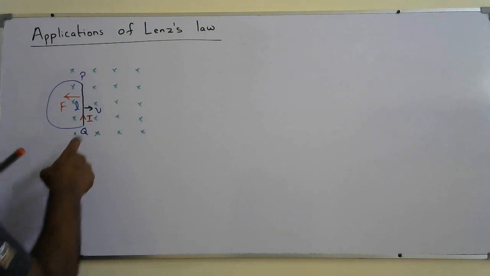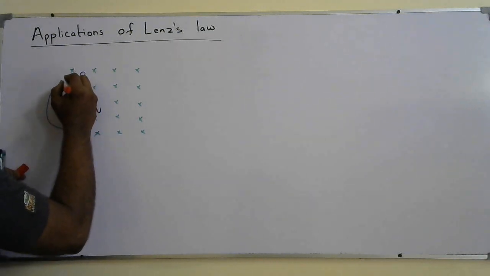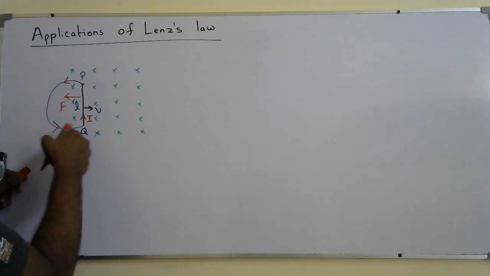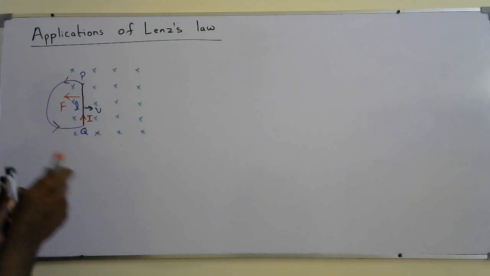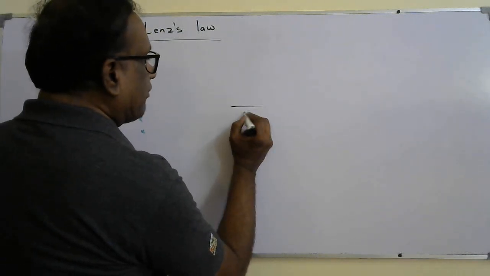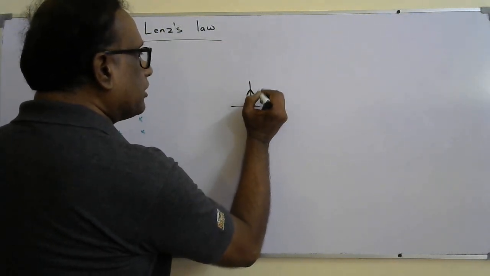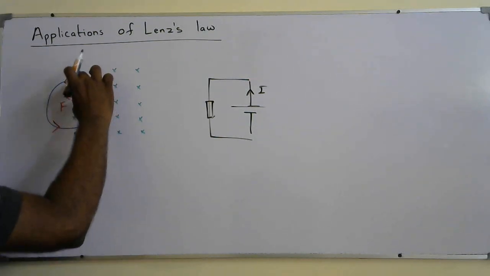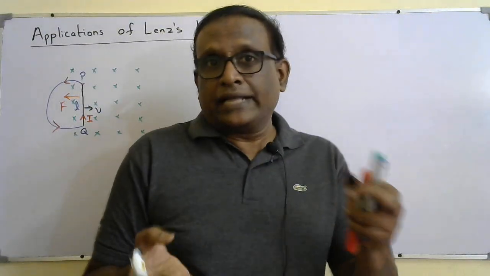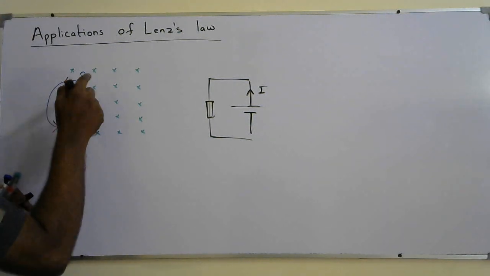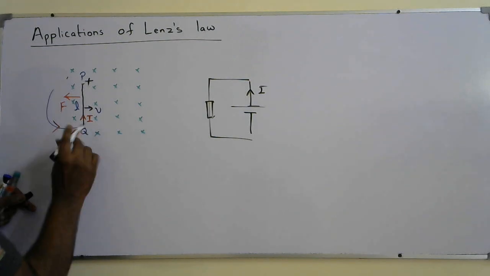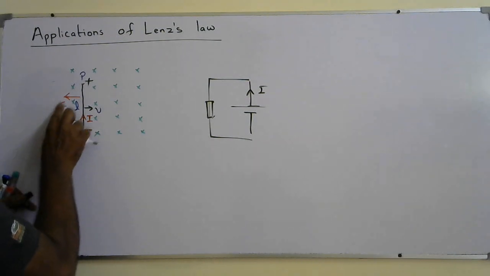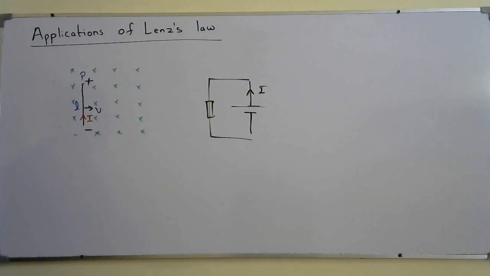So the induced current should flow from Q to P, which means it will come out of end P. The current will flow in the external circuit like this. It will come out of P and flow to the Q. In a battery or a cell, you know that the current flows out of the positive terminal. Here, PQ is the, we can say, induced battery. So the current comes out of P, which means end P will become positively charged, and end Q will become the negative terminal during the induced EMF.